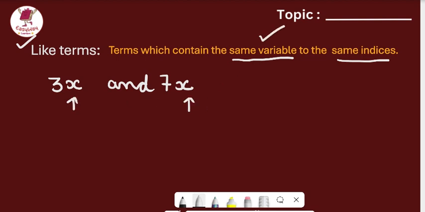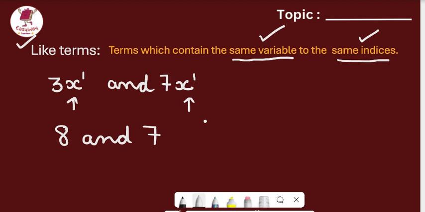That means my first condition is followed. What about my second condition? My second condition is that they have the same indices or the same powers. You can see here the power of x is 1, and here also the power of x is 1. So the variables are the same, that is x, and their powers are also the same, that is 1 and 1. So 3x and 7x are like terms. Another example of like terms are constants, like 8 and 7. Both 8 and 7 are constants, so they are also like terms.